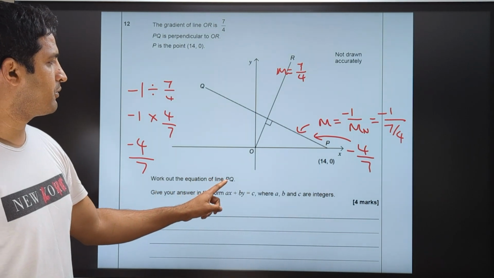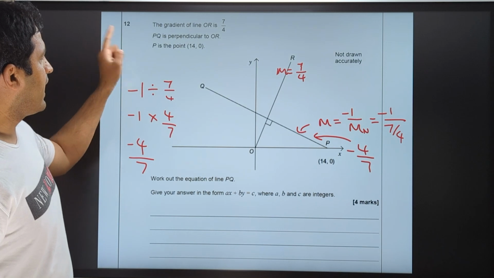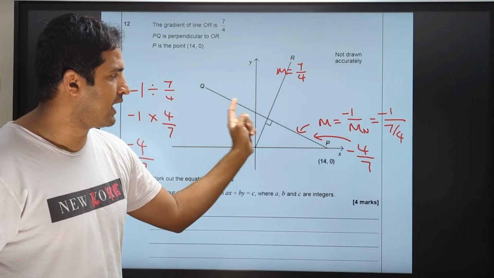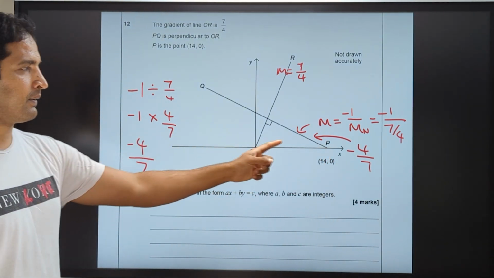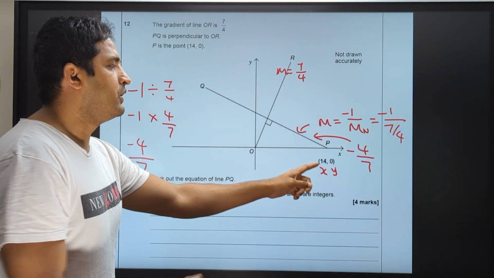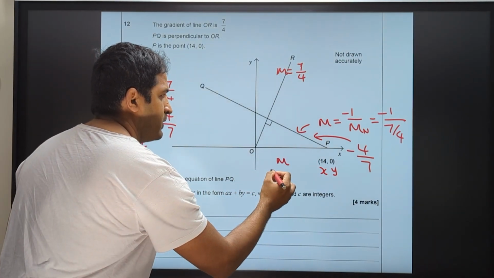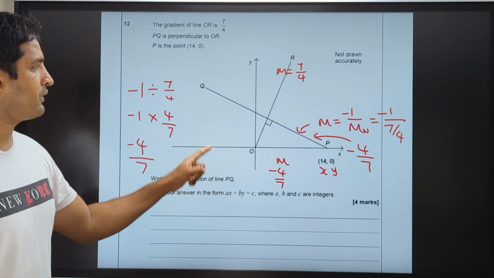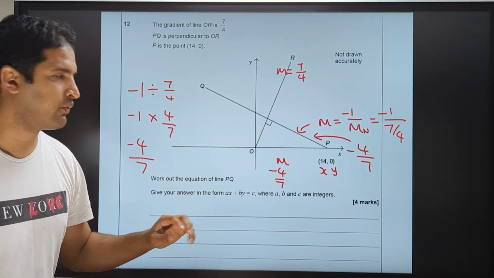So work out the equation of the line QP. We already worked out the gradient there. Now we know this line passes through the point 14, 0. Again, we're doing the same thing. We know the x value and the y value, and we use that to work it out. We also know the gradient, m, which is negative 4/7. So we use these three things to work out the equation of the line, and we need to give our answer in that form, which we can rearrange afterwards.